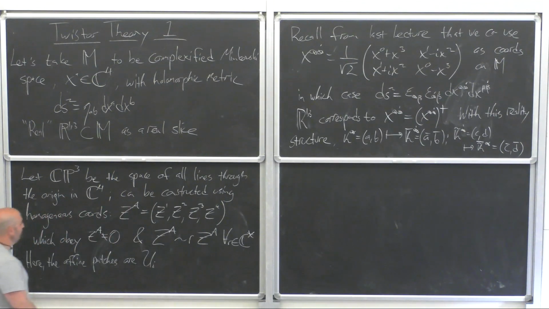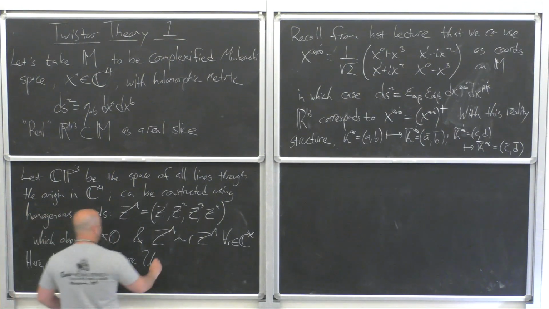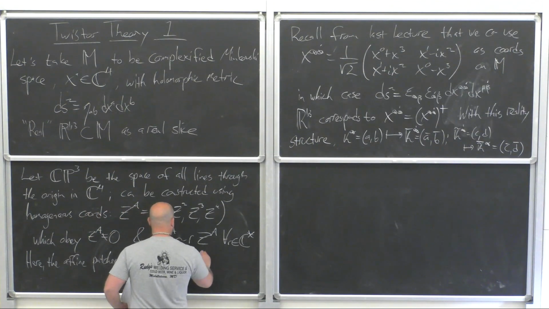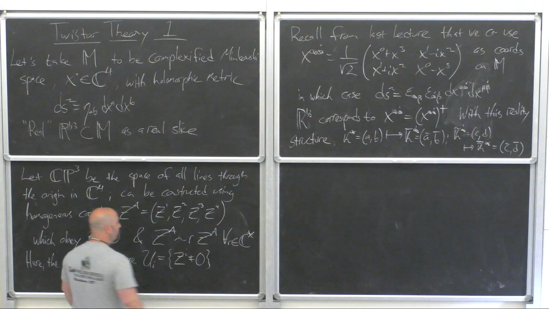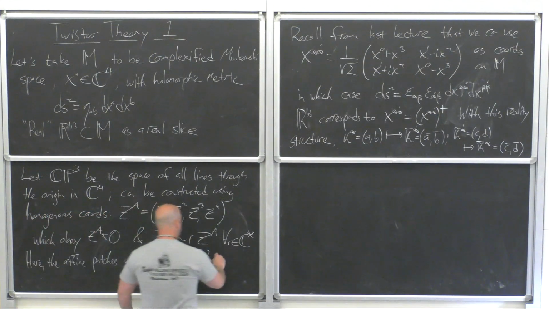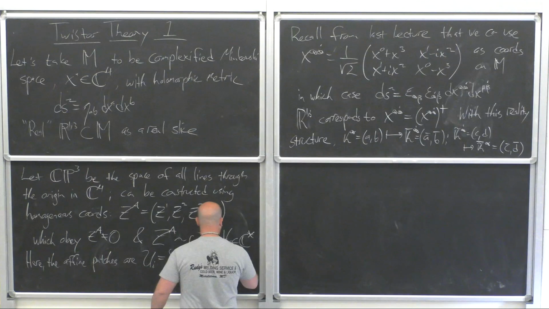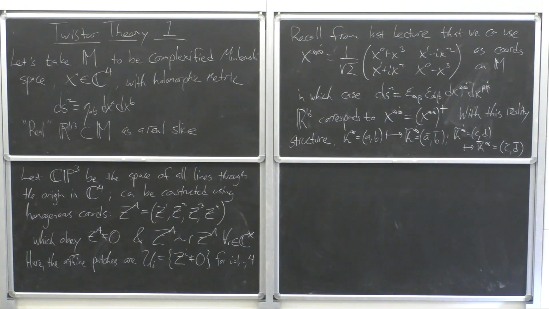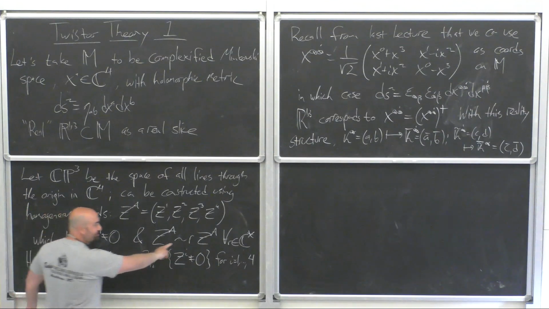So the affine patches, I can give them some label, Ui, and this is just the set where the ith homogeneous coordinate is non-vanishing, from i going from 1 to 4. If it's not vanishing, I can pull it out, right? And then that's just a projective rescaling.